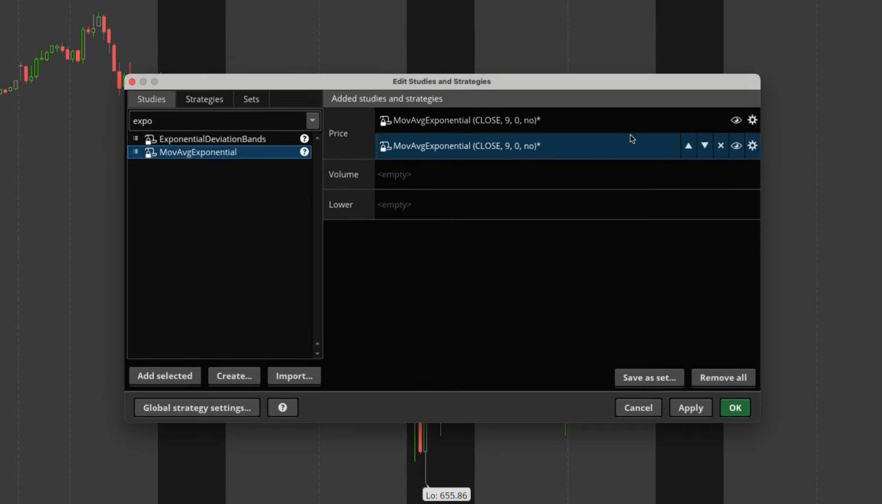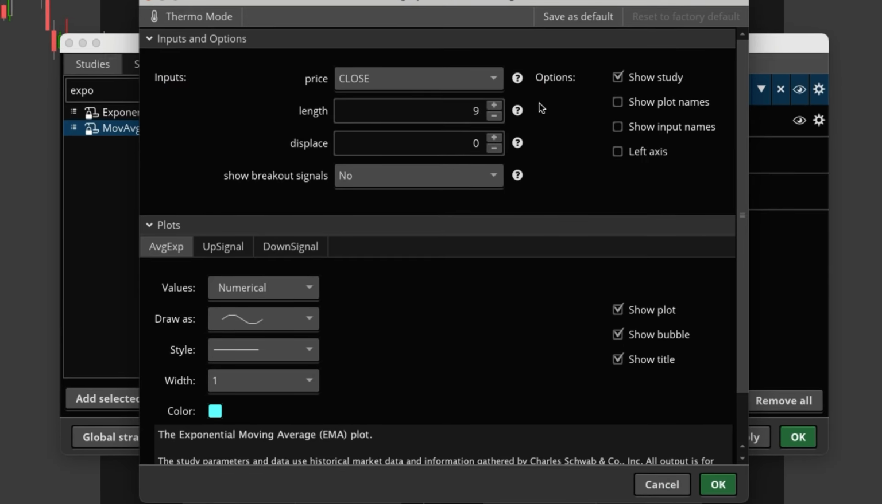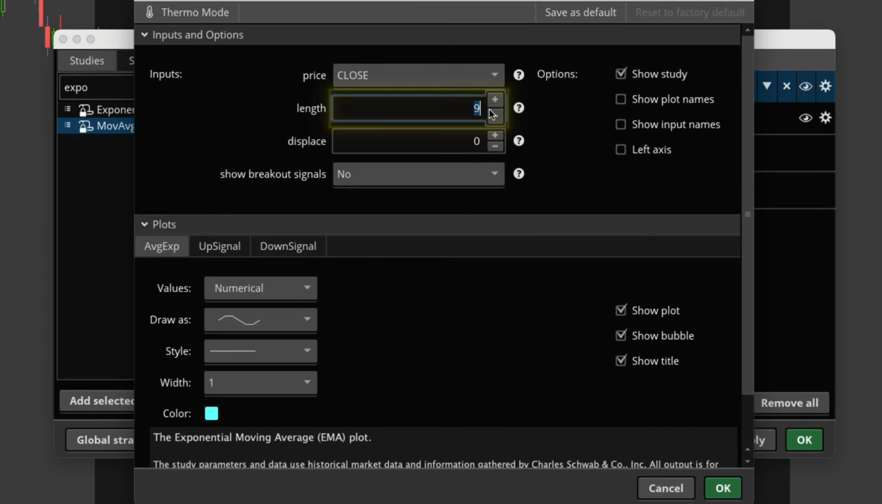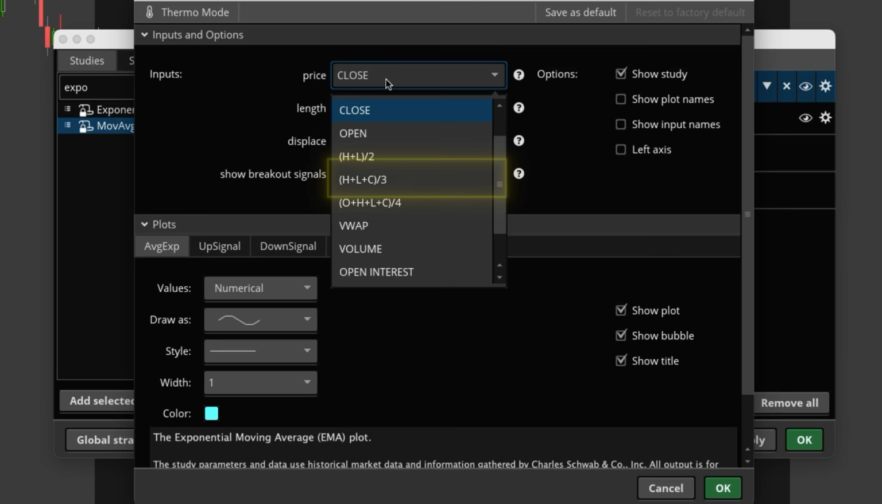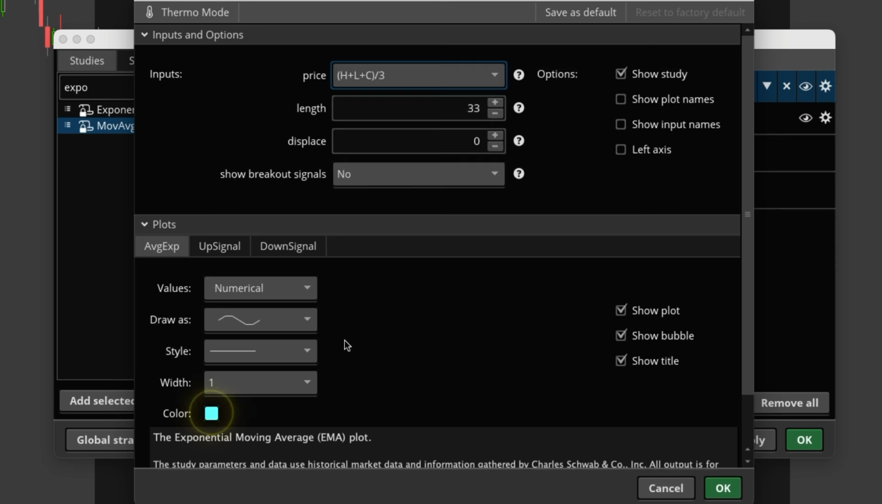The first moving average is going to be a 33-day EMA. So we are going to change the length to 33. Now, under the price section, we want to change the price calculation from close to high plus low plus close divided by 3. And again, you should see this no matter what broker or charting platform you are on. And lastly, we are going to change the color. I have mine set as the default yellow. Once that's done, you can hit OK.